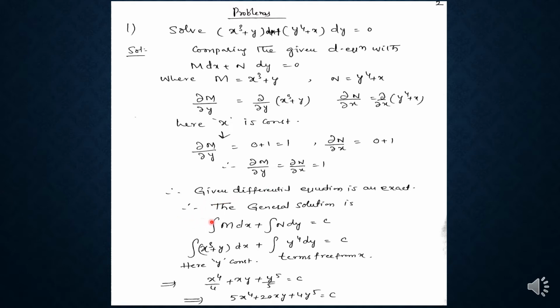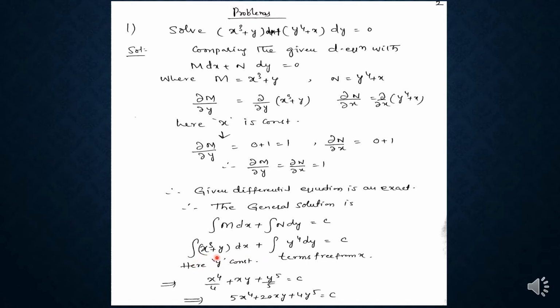So its general solution is integral M dx plus integral N dy is equal to c. So here integral (x cube plus y) dx plus integral y to the power of 4 dy is equal to c. While integrating M with respect to x, treat y as a constant, and while taking N, we should take only y terms and constants. The terms should be free from x. We should remember these two points while taking the general solution.